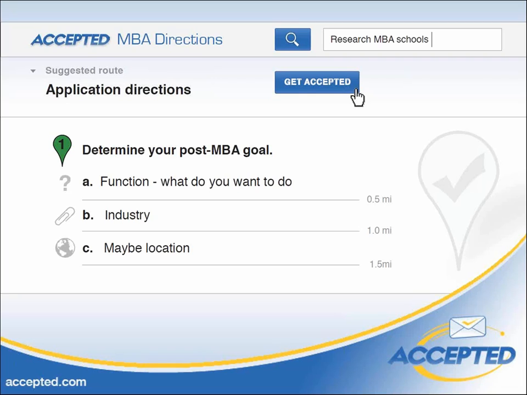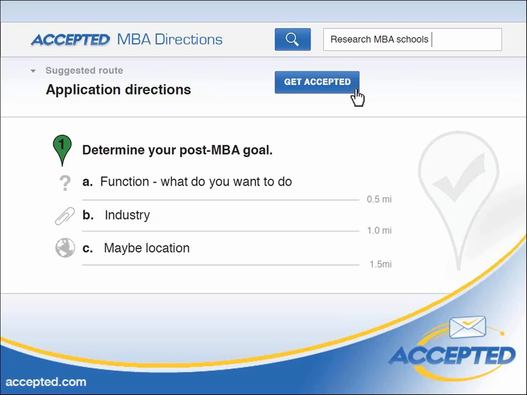Function. What function do you want to perform? What do you want to do? Do you want to do investment analysis? Do you want to do technology consulting? Do you want to be a brand manager, a product developer? Those are things that you're going to do. Please note, they are not things you're going to study. That is not the same as a post-MBA goal. So the first thing you have to look at is the function you want to perform.